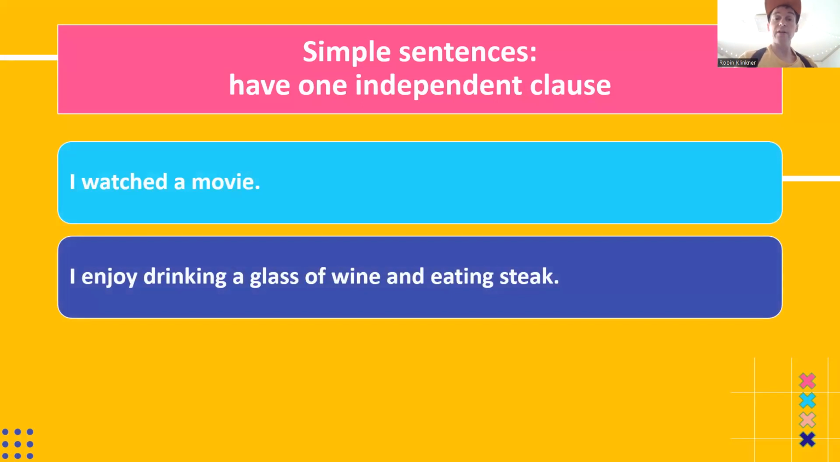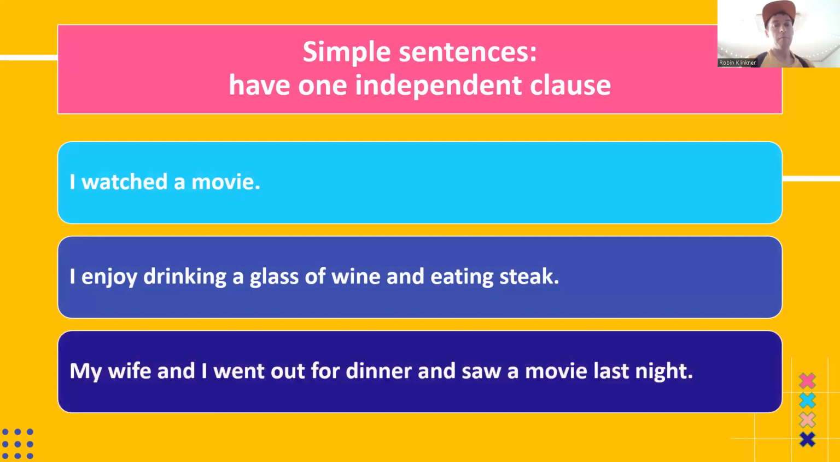I enjoy drinking a glass of wine and eating steak. That has a subject and a verb, complete thought. My wife and I went out for dinner and saw a movie last night. Once again, the third sentence has a subject and a verb, and it's a complete thought. These three sentences are simple sentences. Each of them has one independent clause, one complete thought.